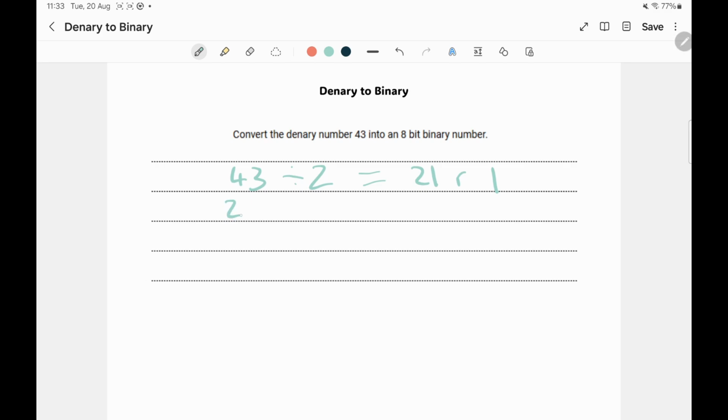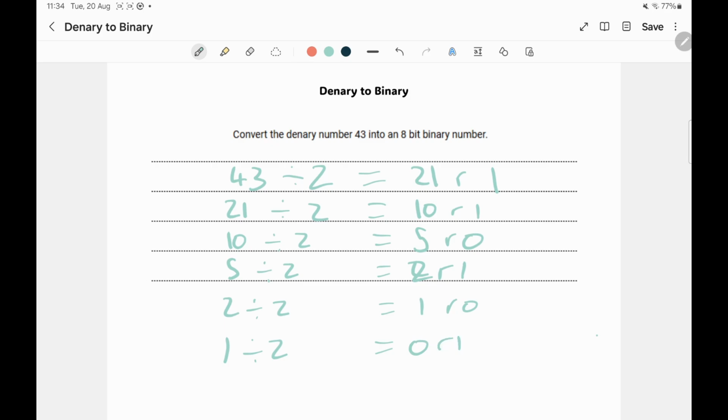So 21 divided by 2 equals 10 remainder 1, and then we can already work it out, 10 divided by 2 equals 5 remainder 0. 5 divided by 2 equals 2 remainder 1. So 2 times 2 is 4, plus 1 is 5. 2 divided by 2 equals 1 remainder 0, and 1 divided by 2 equals 0 remainder 1.